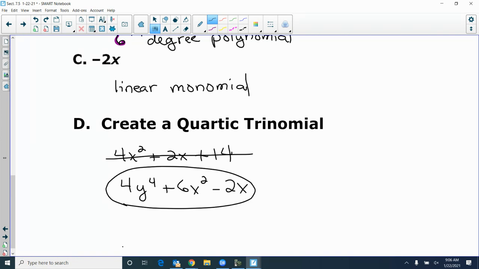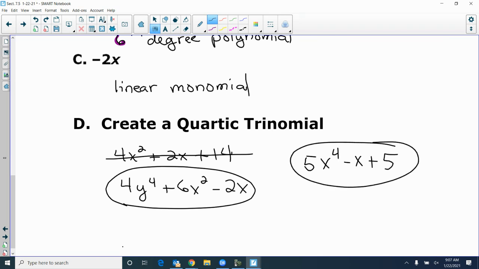Joe, what do you got? Oh, never mind. All right, well, never mind. Hanan, you got something? What you got? 5x to the 4th minus x plus 5. Okay, good. All right, 3 terms, highest degree is 4th.